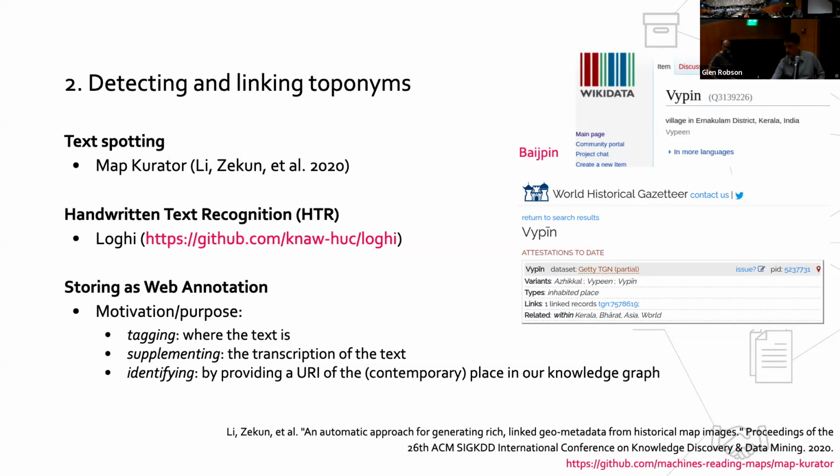But at least we want to connect it to the same attestation or another attestation of the same place in our textual corpus. They do exist in external sources, for instance, in Wikidata or the World Historical Gazetteer. But this historical spelling of Bijpin is not yet added to these. So we'll definitely do so at the end of the project or during. But this is an example of how difficult it is to get a grip on these place names 400 years ago.